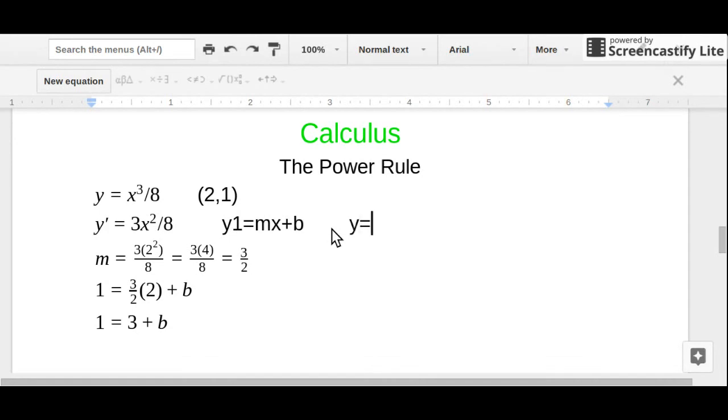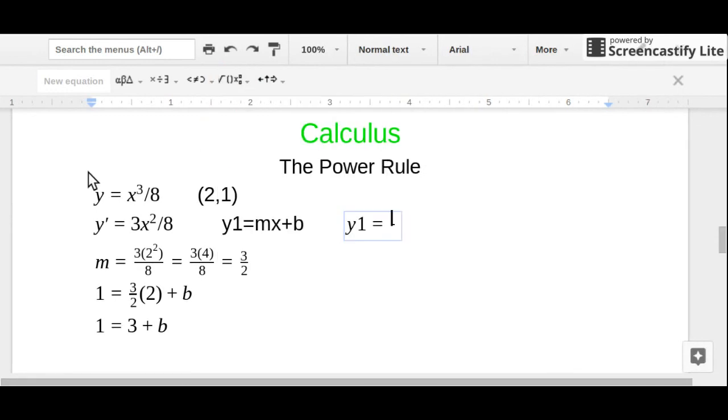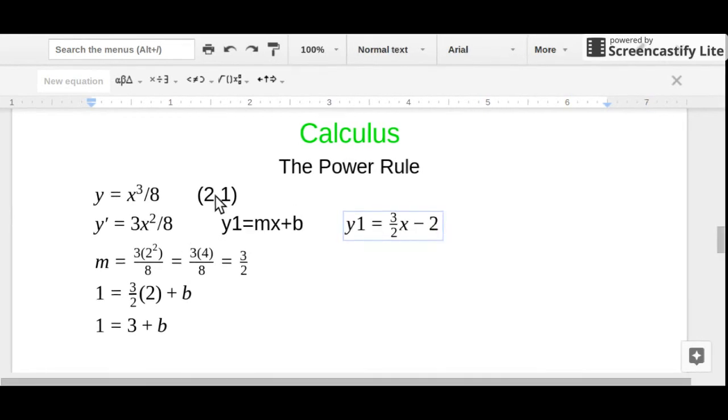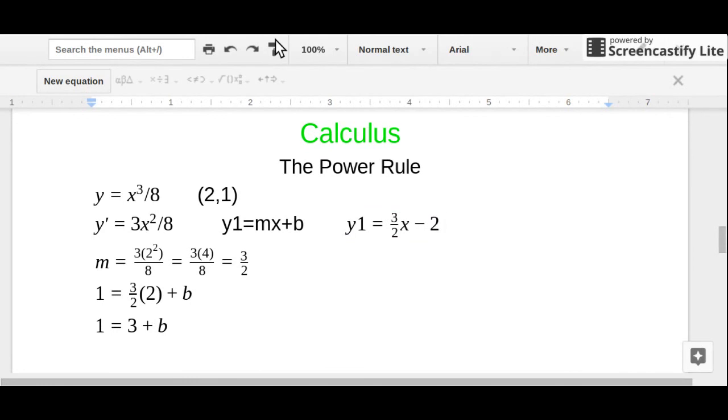So we have y is equal to, we just called it y of 1 so we didn't get confused. Our m was 3 over 2, so 3 over 2 x minus 2. Now remember, if you take this 2 and plug it in to here, you should get 1 out. If you don't, something's wrong. So 3 halves x minus 2.